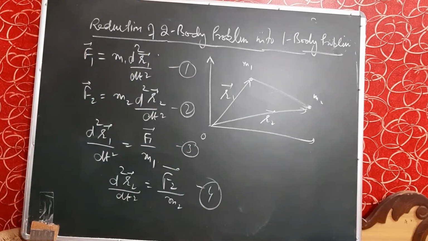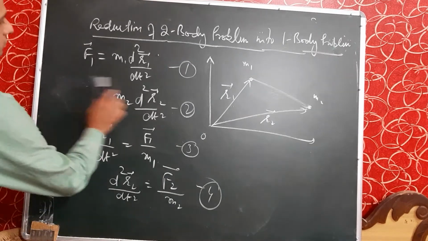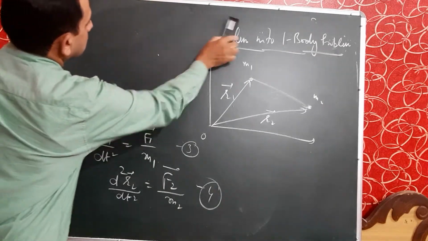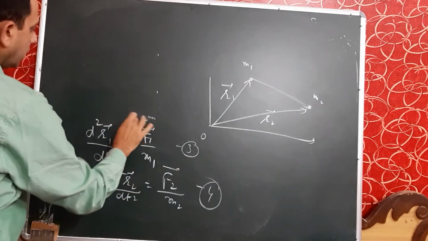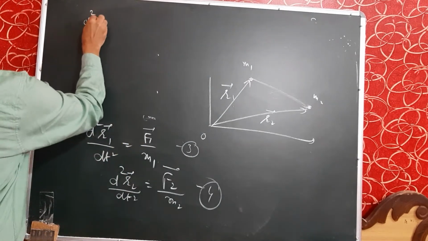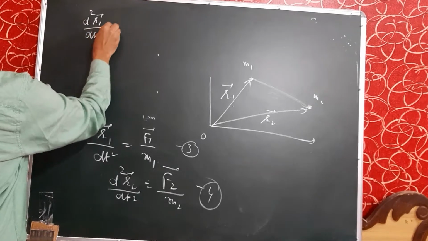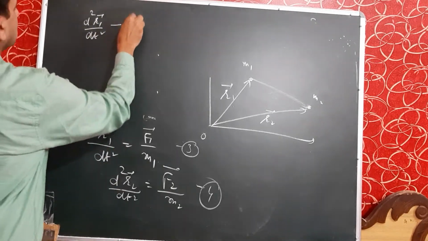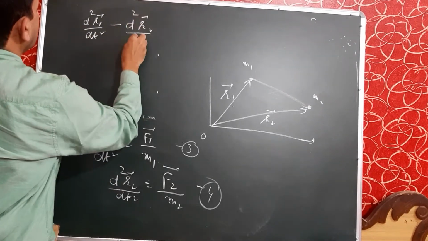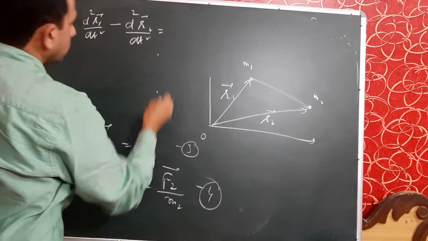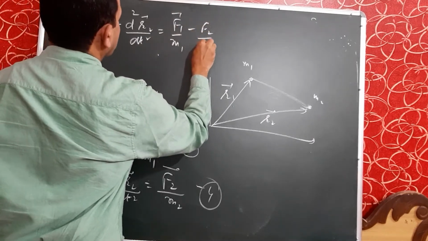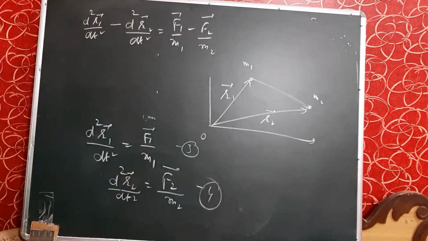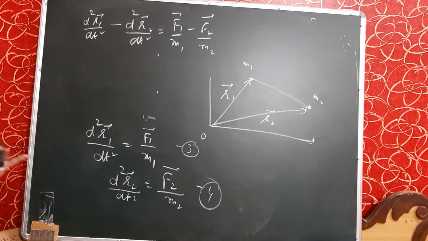Now, subtract equation number 4 from equation number 3. We will get d square r1 upon dt square minus d square r2 upon dt square is equal to F1 by m1 minus F2 by m2. So, we have subtracted these equations.